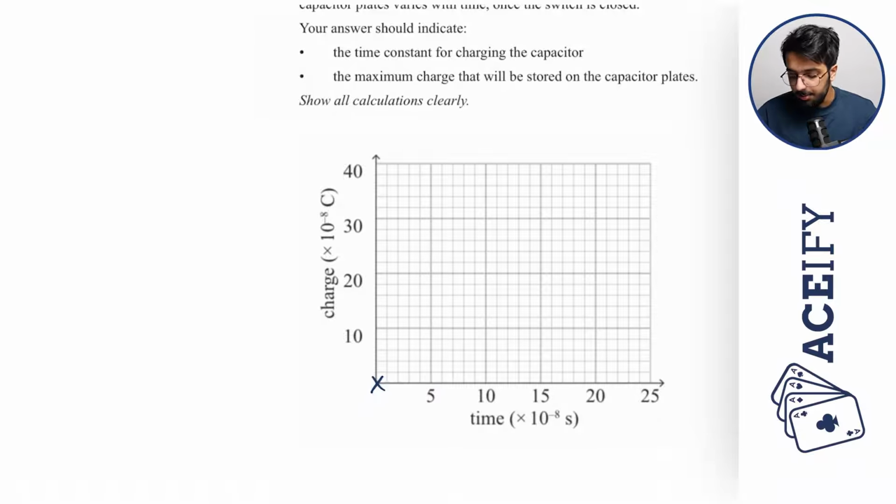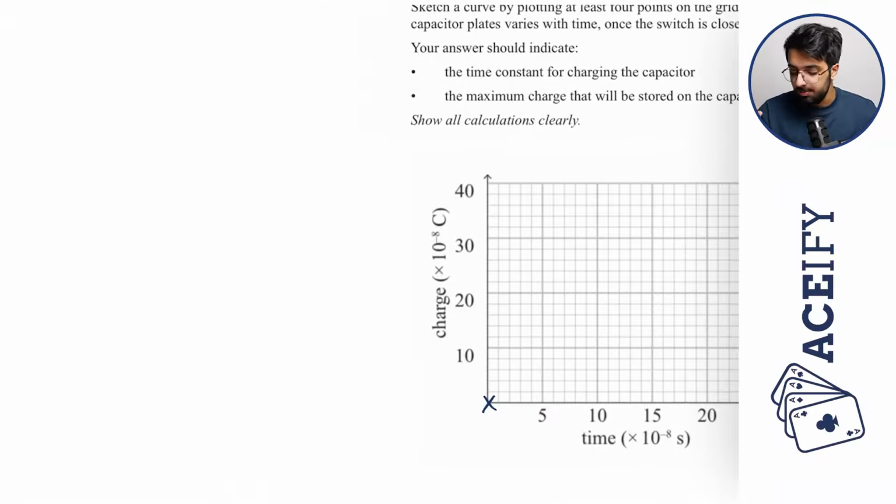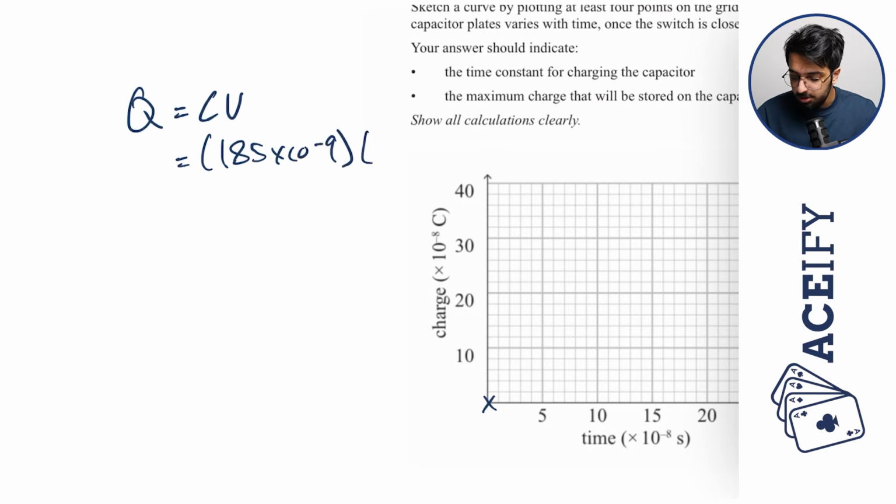And so we can calculate that by first calculating our max value. And we know our max value is going to be Q is equal to CV, where our capacitance is still 185 times 10 to the negative 9, multiplied by the voltage of 1.5.